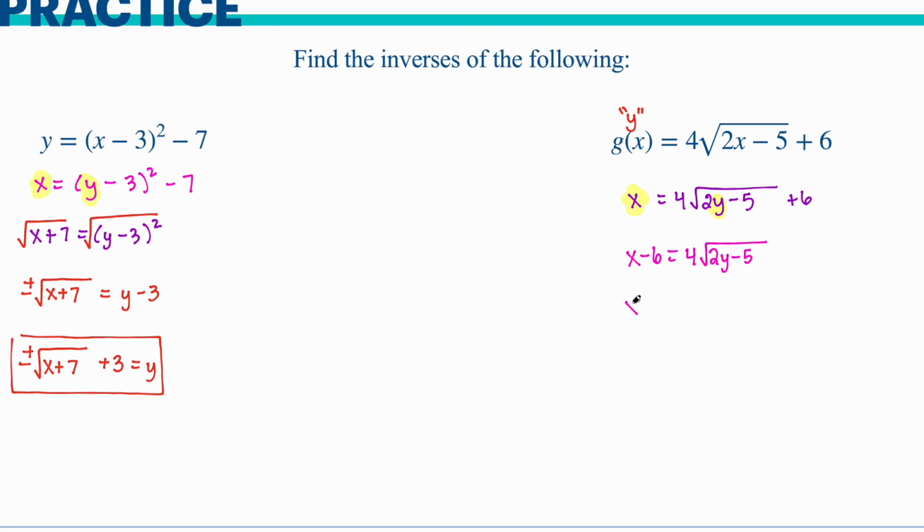Now I got to get rid of the 4. And now I got to get rid of the square root, which means I need to square both sides. So this will give me (x minus 6)/4 squared equals 2y minus 5. I would not distribute the square because you'd have to FOIL the top, so I would leave it.